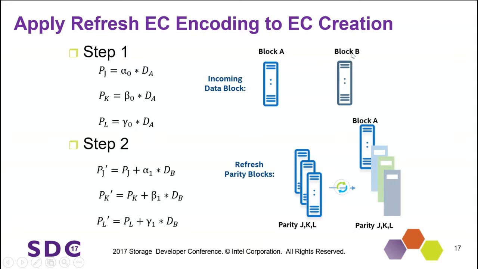When writing block B, we also store block B to its storage position, and since the parity position is not empty, we need to multiply B with different coefficients and XOR the products with the content of the parities, in order to refresh the parities.